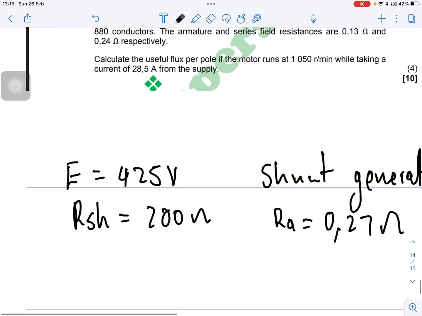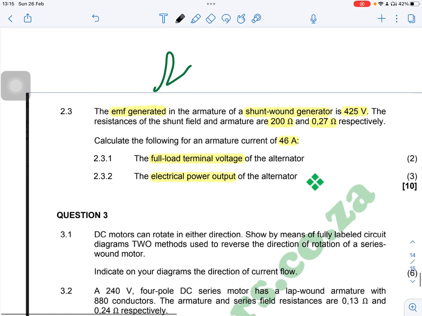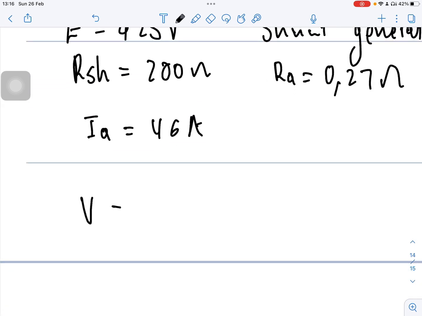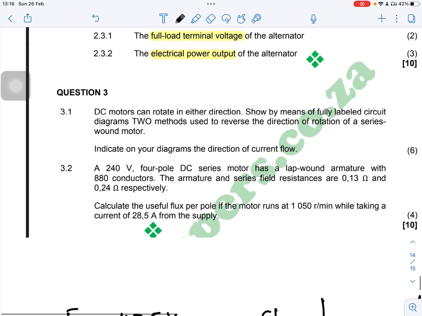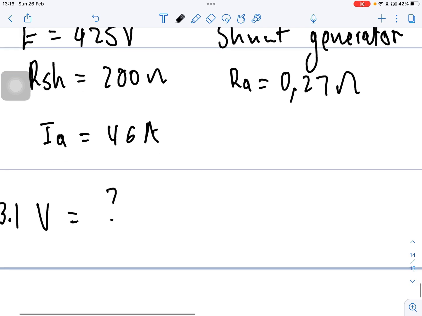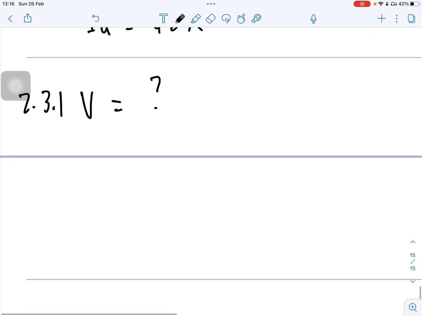Then we're given armature current, which is 46 amps. The first question, what do they want? The full load terminal voltage, they want V. Question 2.3.1. Now we know that the formula we are going to use here is the EMF equation of the generator.